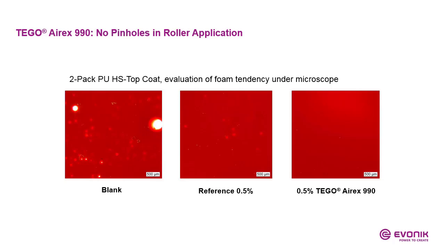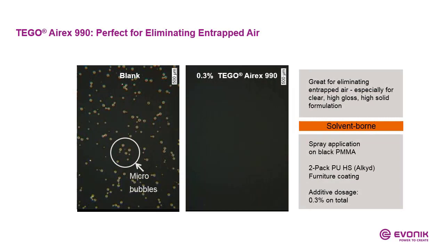bet. Here are some pictures without any deaerators, with our competitors' deaerators, and with 0.5% of our TEGO Airex 990. You definitely see improvements in terms of pinhole issues when you evaluate them under a microscope. This deaerator is also perfect for eliminating entrapped air, especially for clear, high gloss, and high solid formulations. The pictures show clear differences between with and without TEGO Airex 990.